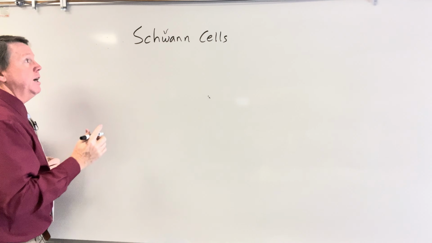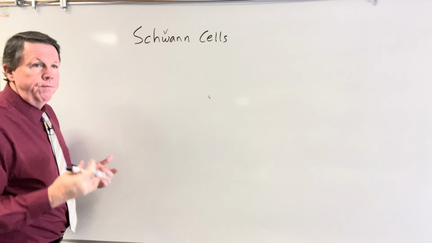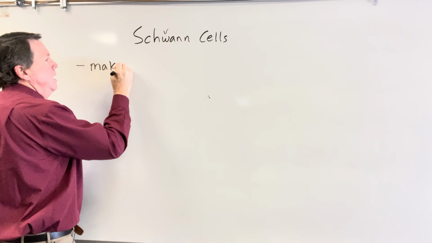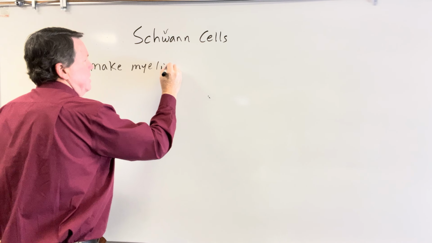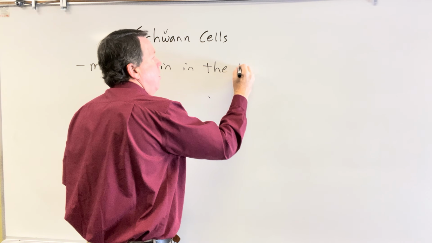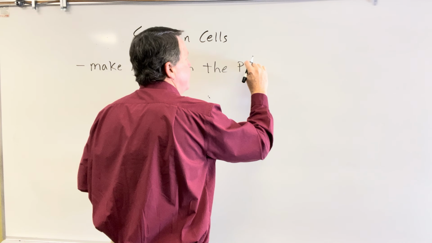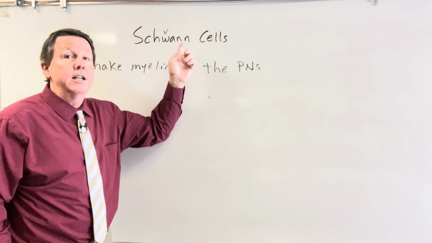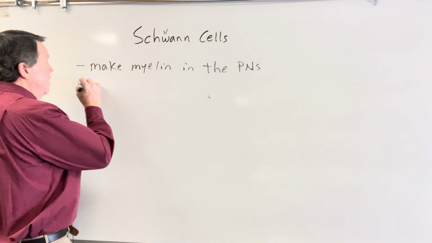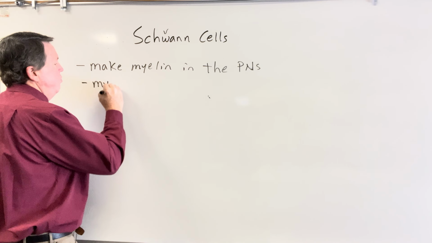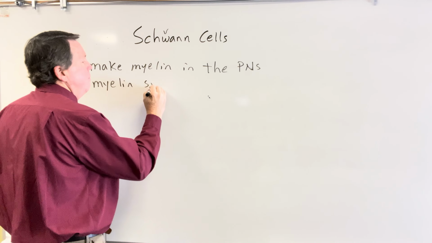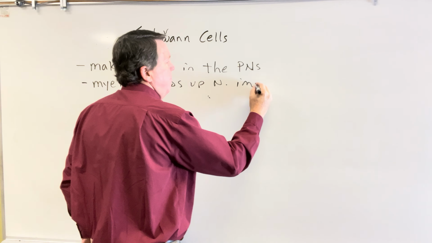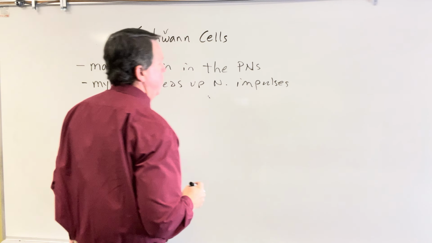So the first thing about Schwann cells, we're going to look at kind of what they do. The thing about Schwann cells is basically they make myelin in the PNS. Now, if you recall, oligodendrocytes make myelin in the CNS. So these are kind of their counterparts in the PNS. The other thing about this is, just in case you forgot, myelin speeds up nerve impulses. So it makes them go faster, right? So it speeds up nerve impulses.